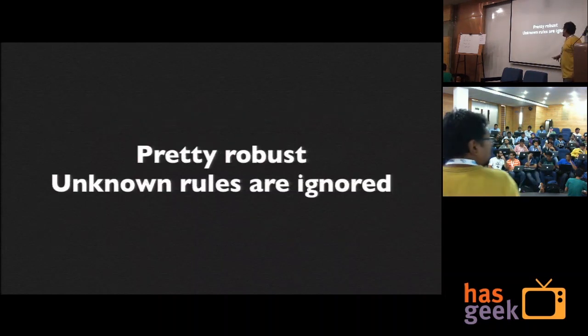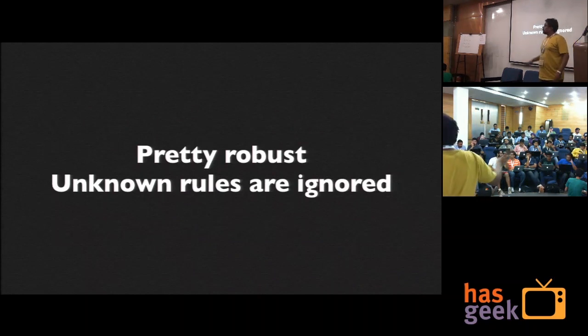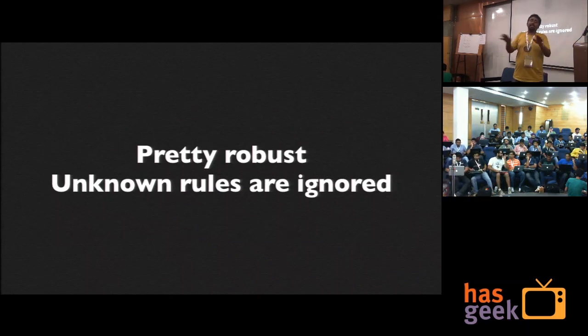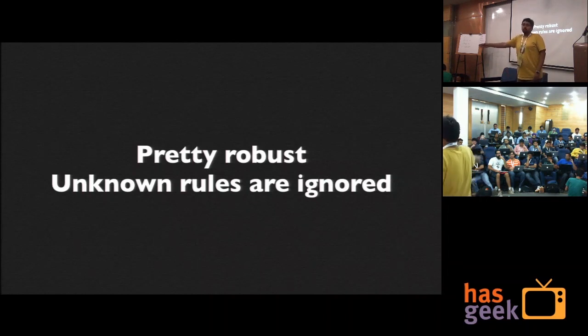CSS itself is pretty robust, and unknown rules are ignored. If you have an old CSS parser and it sees, say, an RGB color or a REM font size, it will just ignore them. So you can go ahead and use the new functionalities. One thing to keep in mind is that if you have a group of selectors, then the entire block gets ignored.